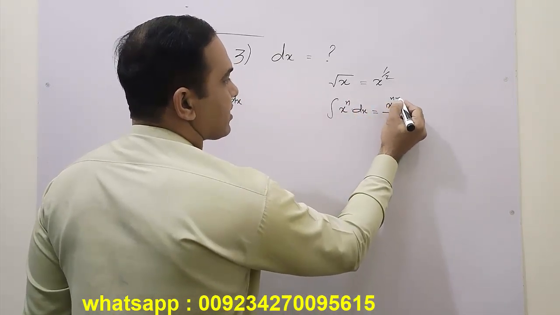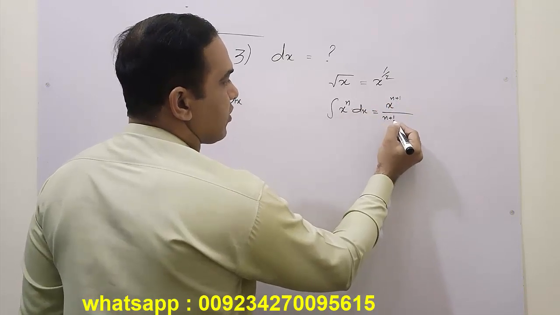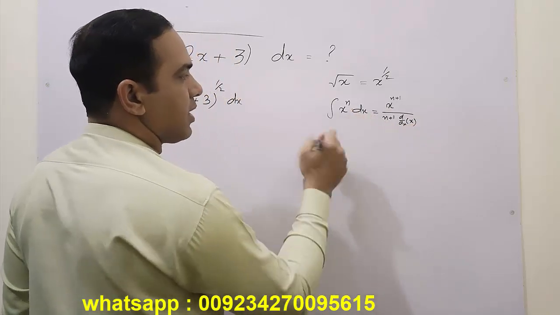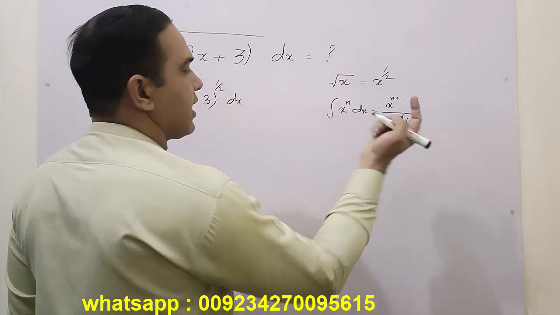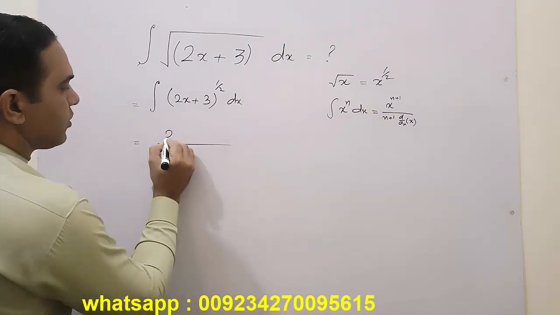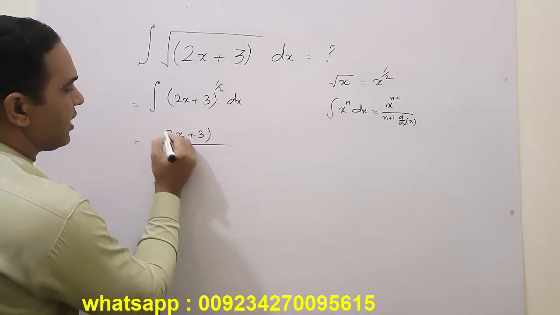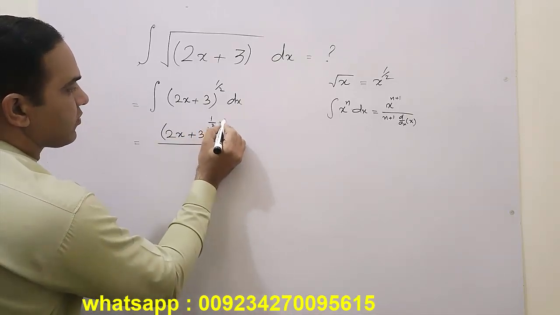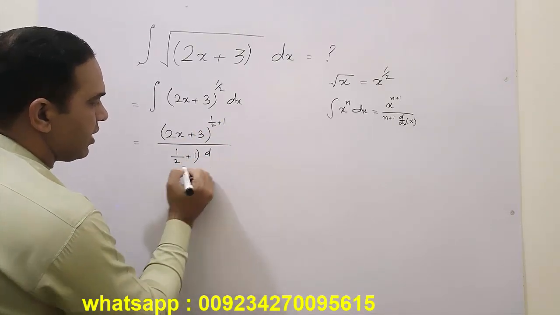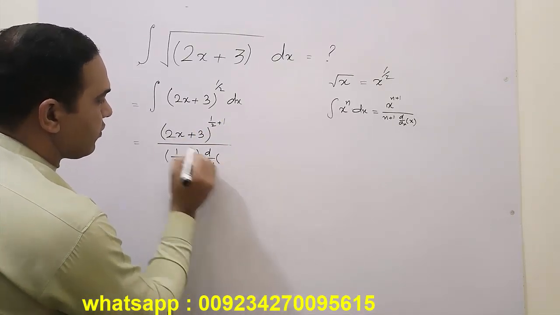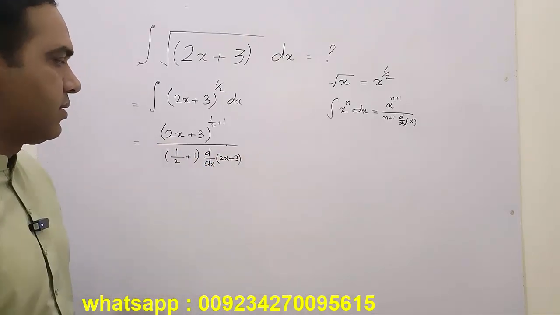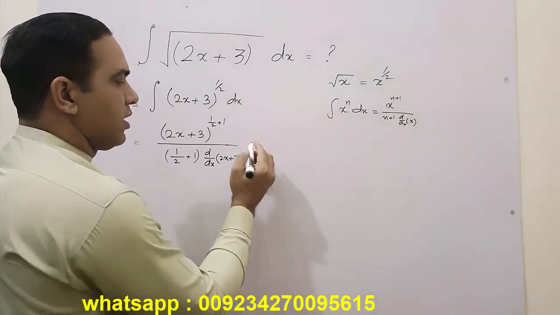x raised to the power n plus 1, the same power n plus 1 over here, and d over dx of this function after ignoring the power. Now see here, (2x plus 3) raised to 1 over 2 plus 1, 1 over 2 plus 1 again over here, and d over dx of this value. Clear? Apply this formula.